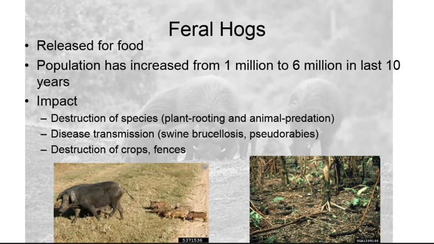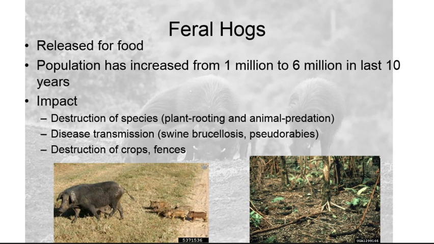Now, the next one you're probably also familiar with, and that would be the feral hog. These were released for food, and over the last 10 years, their population has literally exploded all over the place. And you can see here, this looks like a bomb went off. And so this is the result of feral hog damage. But not just do they root and they outcompete and they breed like crazy. I mean, they have lots of little piglets. They destroy all kinds of stuff.